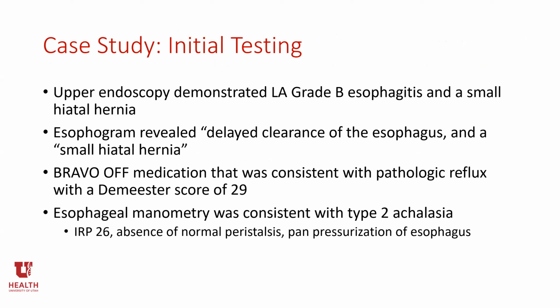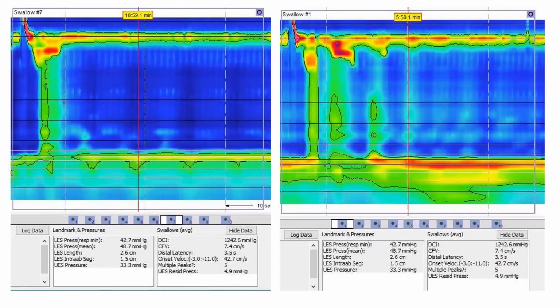So there was some debate about the diagnosis. Maybe fermentation was going on. And so then she underwent esophageal manometry. And we were able to obtain her images. This was pretty consistent with type 2 achalasia.